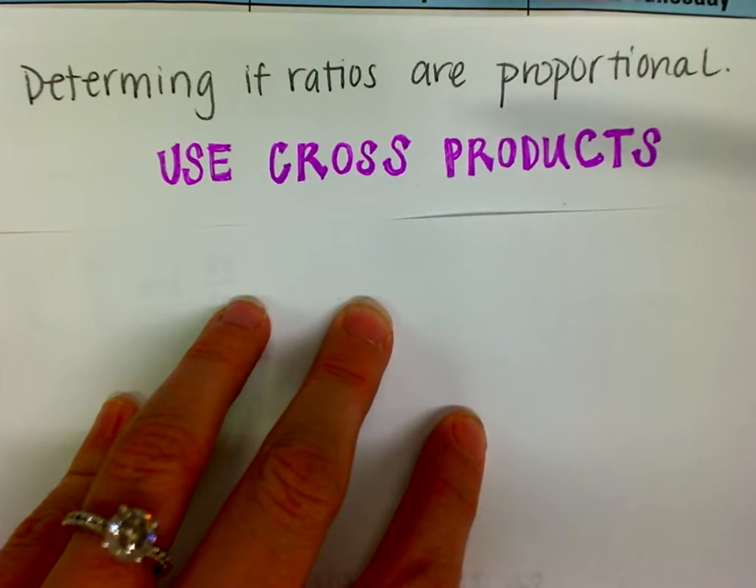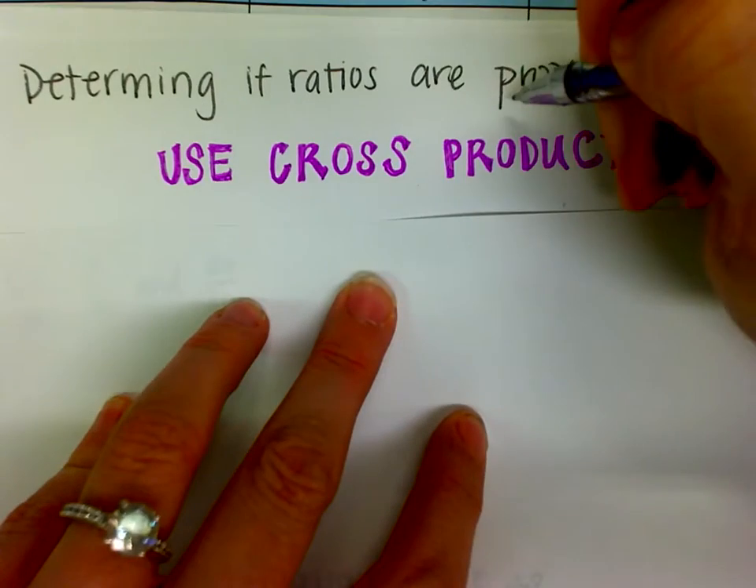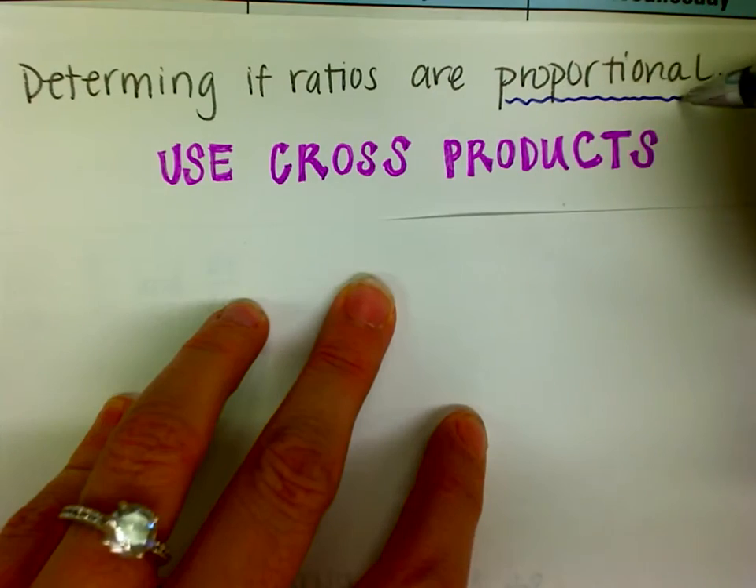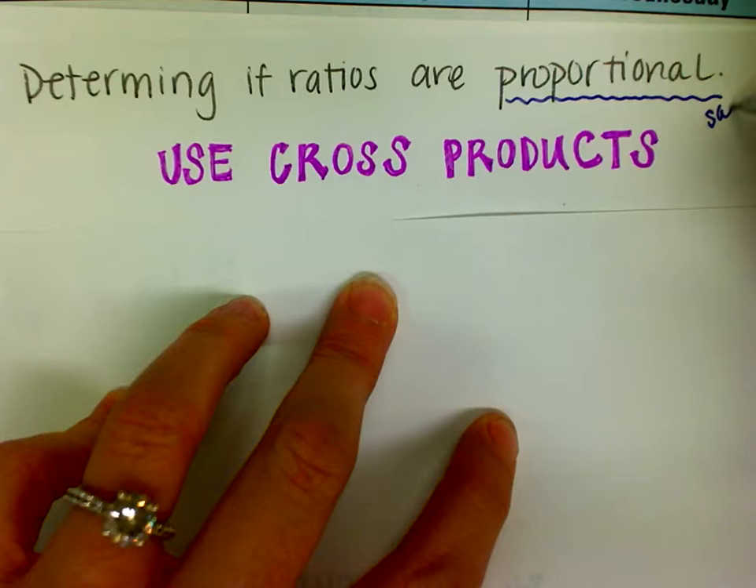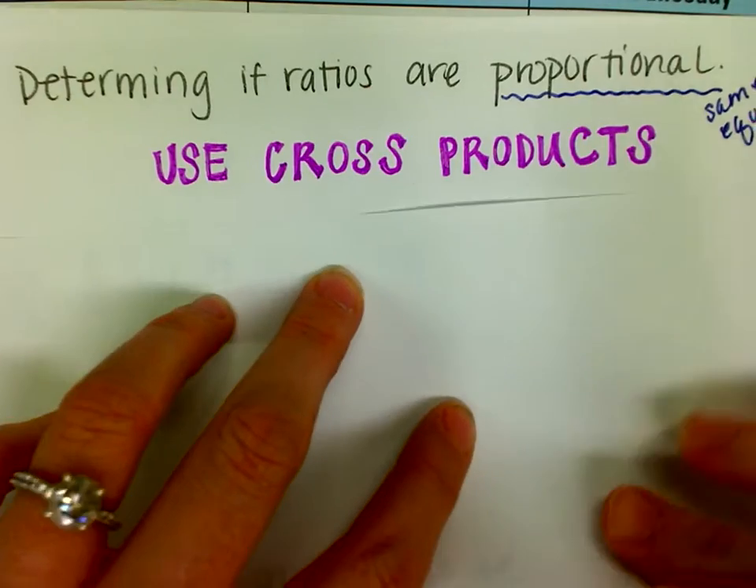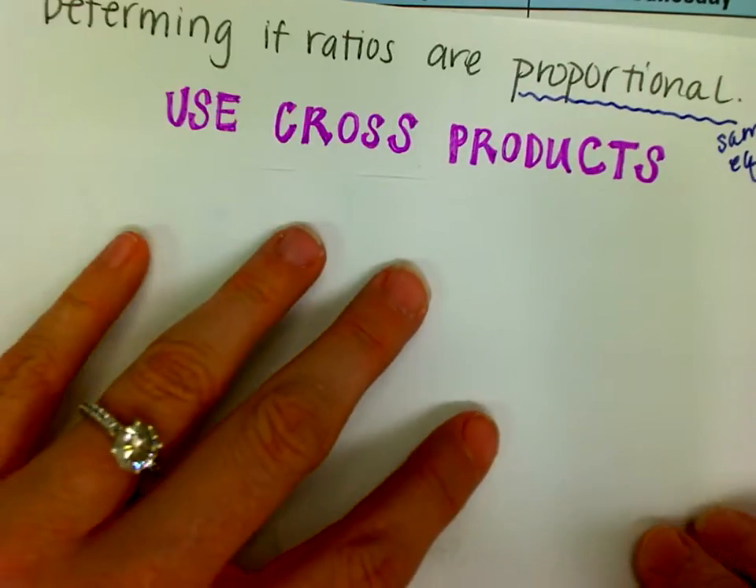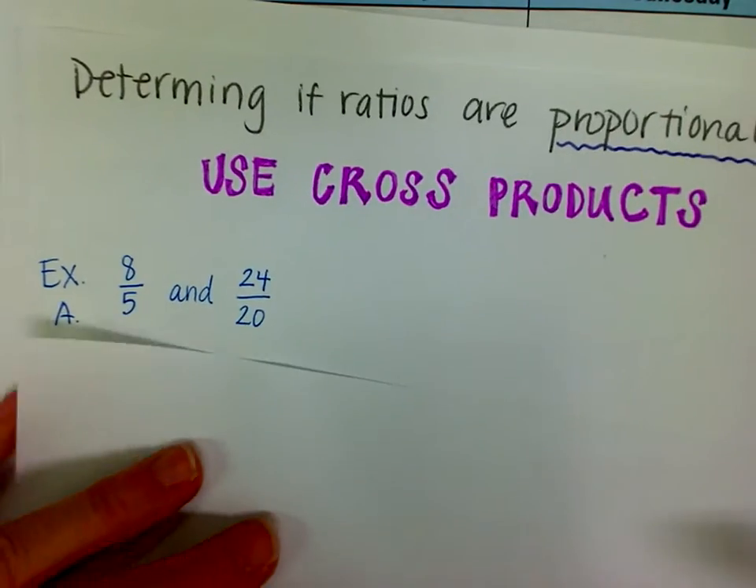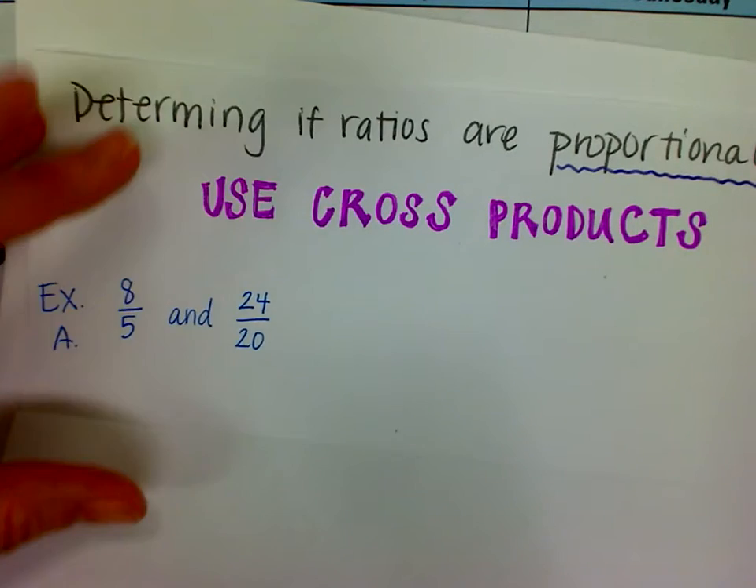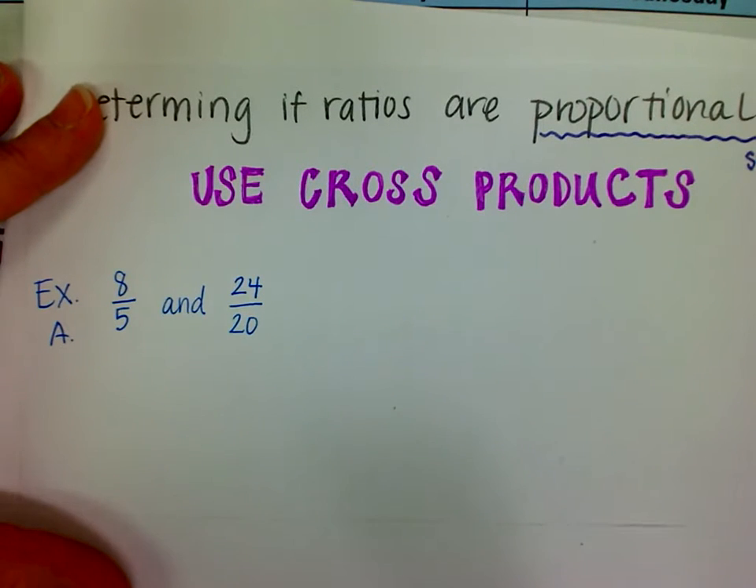All right, we're going to look at ratios and determining if they are proportional, meaning are they equivalent? Are they the same? And we're going to look at that today using cross products. So our first example is 8/5 and 24/20.